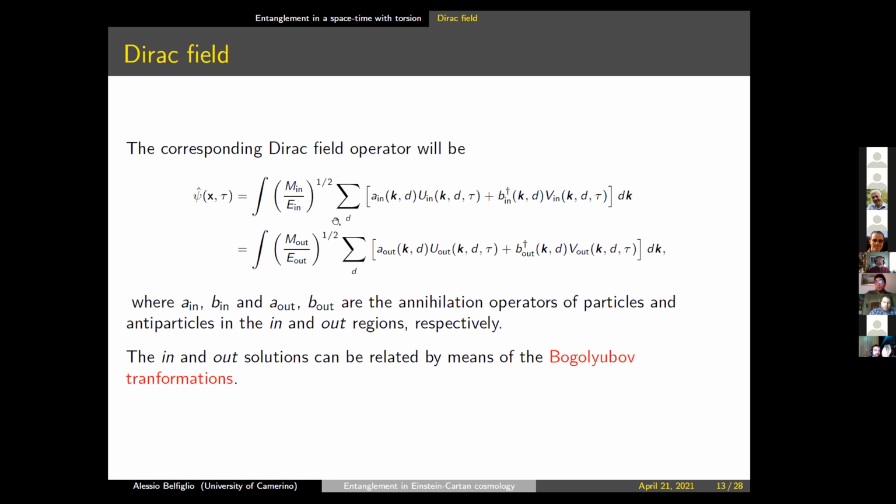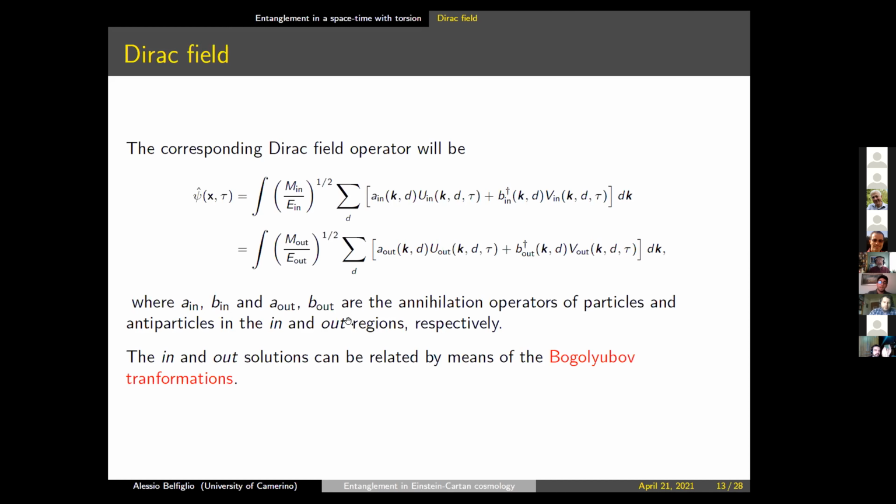relativity. We have to write the Dirac field operator in the asymptotic regions. The first one is for the in region, and the second one for the out region, where A and B are the annihilation operators of particles and antiparticles. In is, of course, for the in region, and out for the out region.